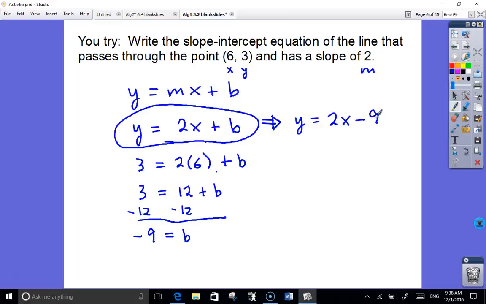And if you've got the habit of saying plus negative 9, I would just say change the plus and negative to a minus. Just make it a minus. Much cleaner that way.